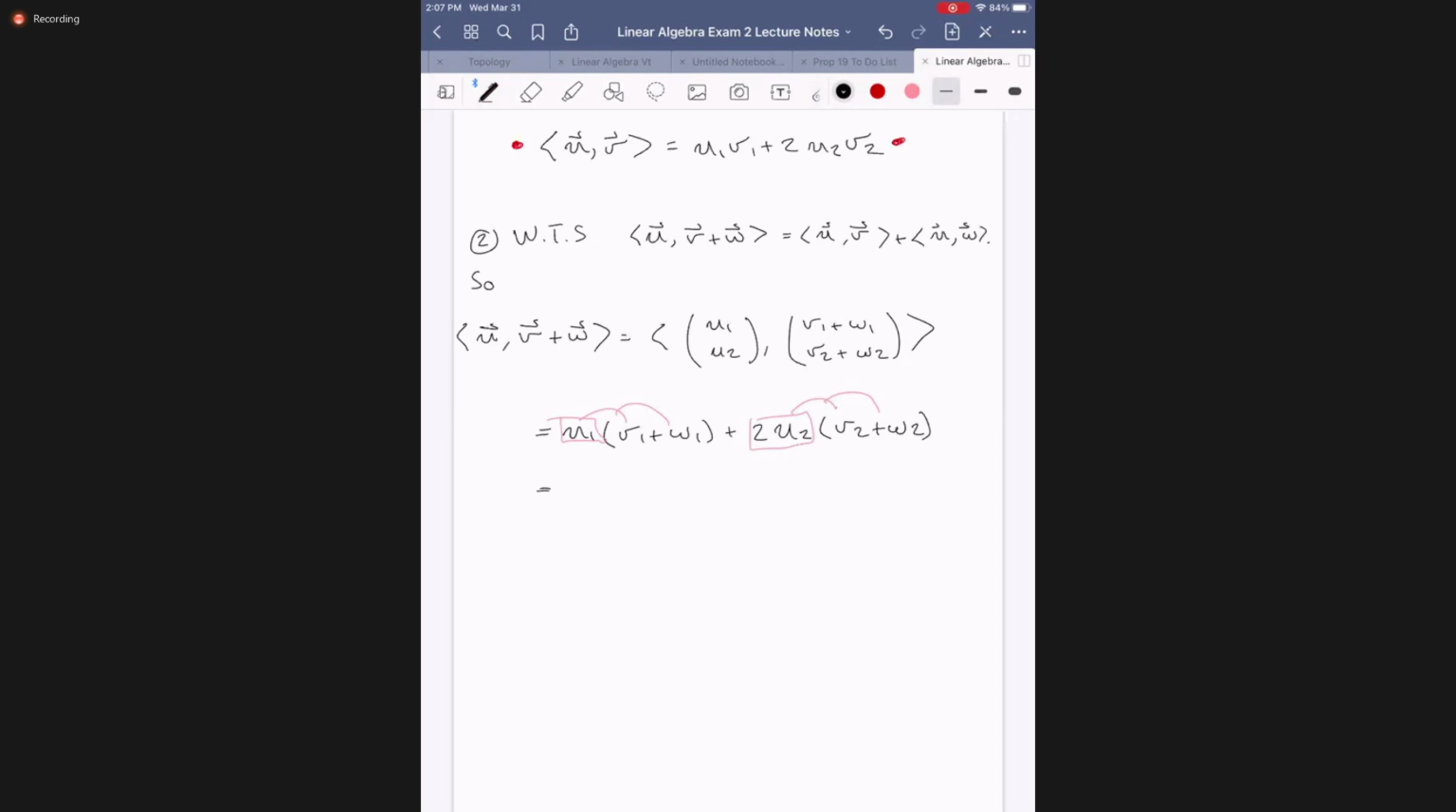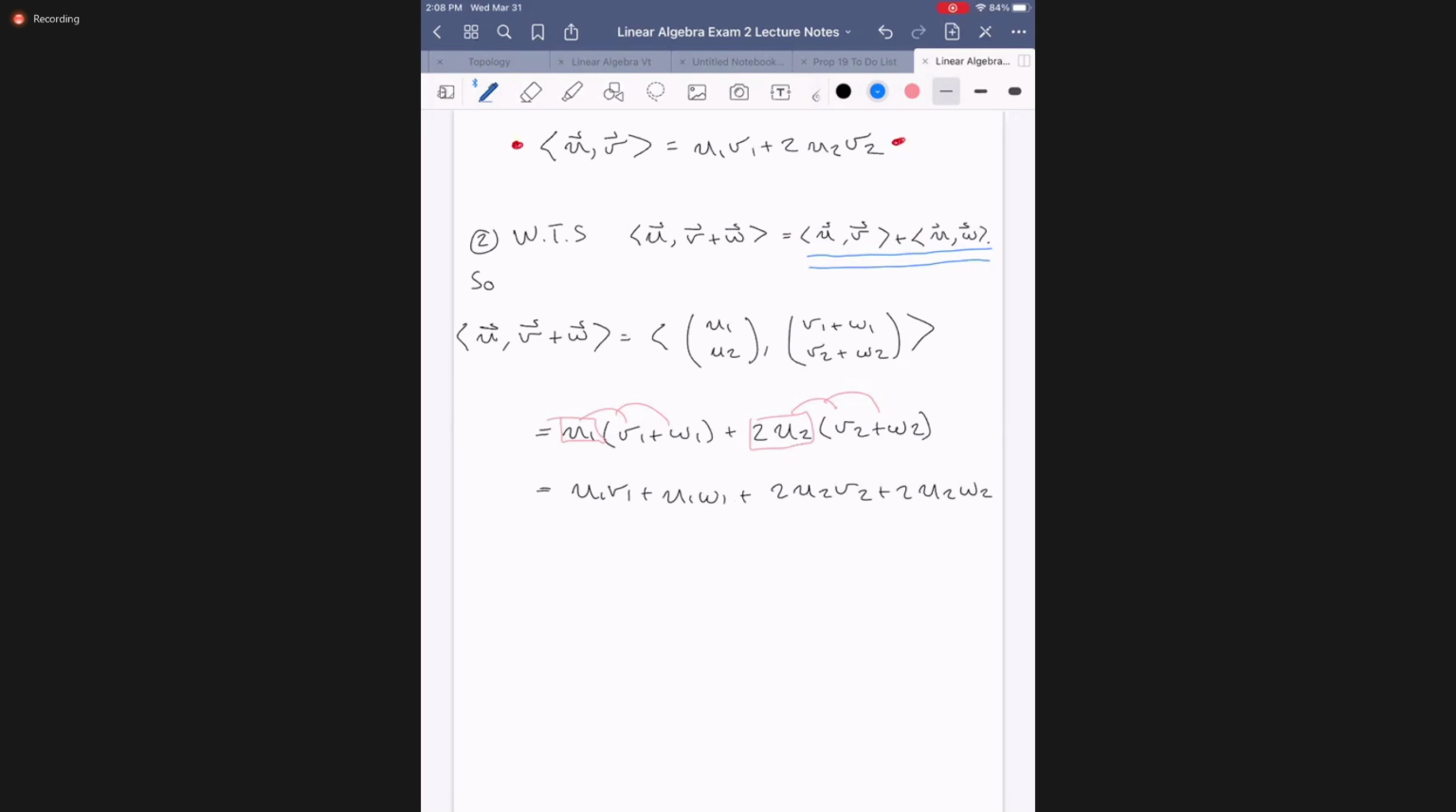And then also this thing right here and there, right? So if I do that, u1 v1 plus u1 w1 plus 2u2 v2 plus 2u2 w2, right? Okay, so now we have this. So remember, our goal is to make it look like this thing right here, right?